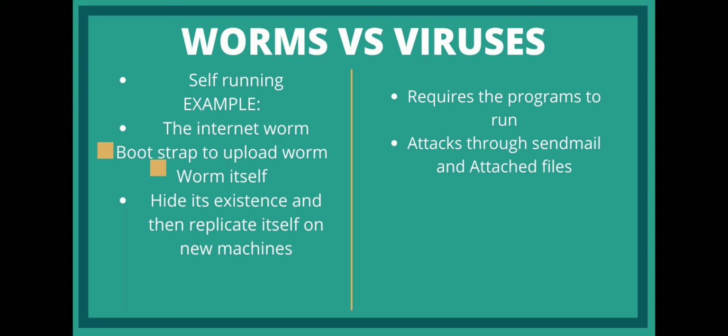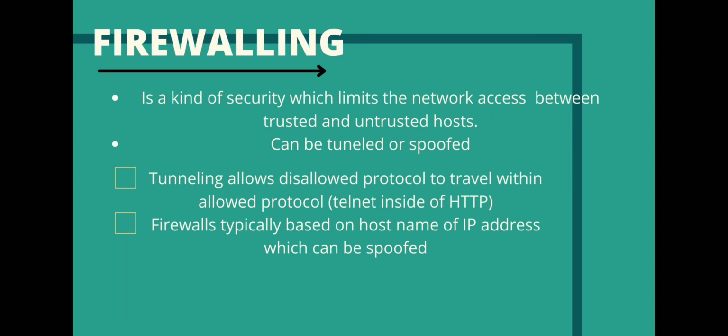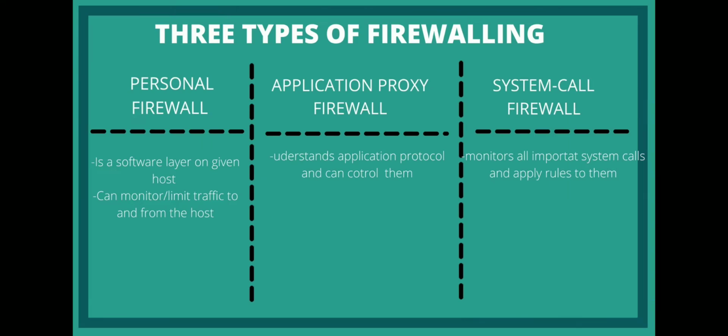on new machines. Firewalling is a kind of security which limits network access between trusted and untrusted hosts, and it can be tunneled or spoofed. Tunneling allows a disallowed protocol to travel within an allowed protocol. And firewalls are typically based on host name or IP address, which can be spoofed. These are the three types of firewalling: personal firewall, application proxy firewall, and system call firewall.